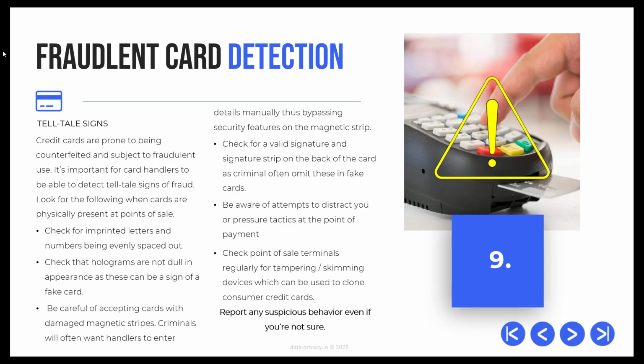Fraudulent card detection. In this slide we take a look at some specific guidance for staff working with physical credit cards and how they might prevent fraudulent charges. So what are some of the telltale signs to pay attention to?